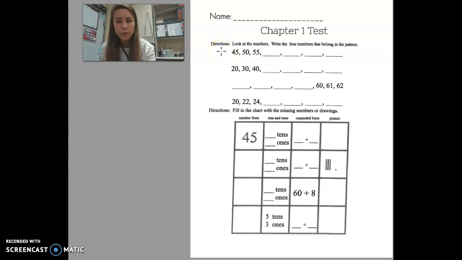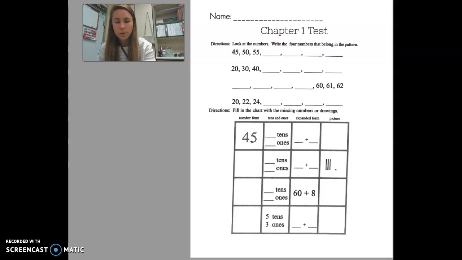So a couple things I'm going to say about this problem before you pause it. You need to be trying to identify what they are counting by. Are they counting by ones? Are they counting by fives? Are they counting by tens? Or are they counting by twos? They could be counting by ones, twos, fives, tens. So you have to identify what you believe they are skip counting by, and then fill in the missing blanks.